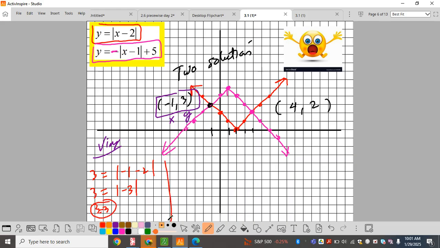It's true. If you try the next one here, 3 equals negative absolute value of negative 1 minus 1, plus 5. 3 is equal to negative 2 plus 5. This will become positive 2, times negative is negative 2, plus 5. It's 3 equals 3. So it will work. Even if you try with (4, 2) it should work. That's the algebraic proof of that one.